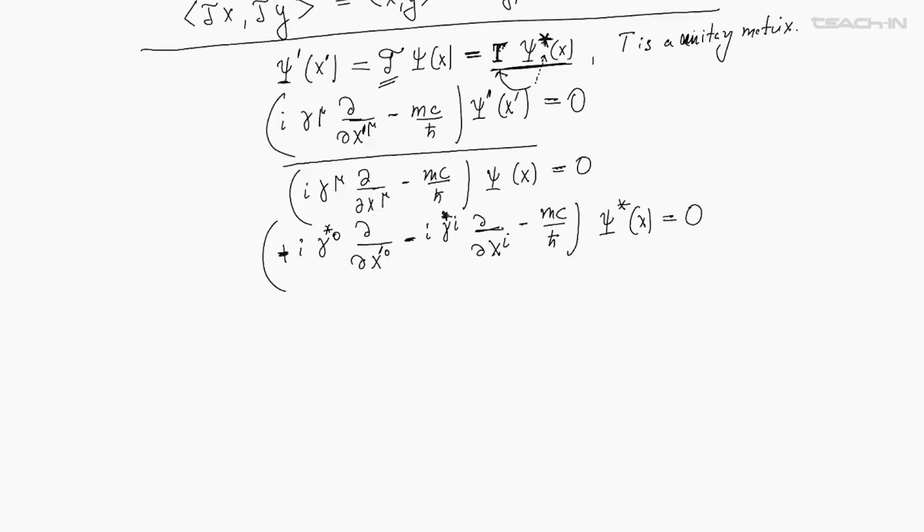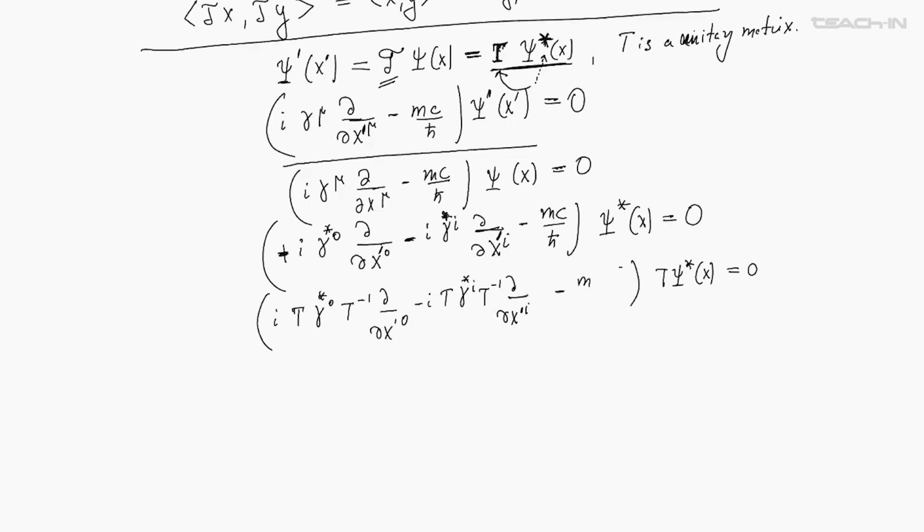And the final thing which I will do, I will multiply this equation from the left by t. And so then the equation will have the following form. If I multiply it by t, I will get i t gamma 0 star t minus 1, and t I will then put close to psi star, like this. d over dx prime 0 minus i t gamma i star t minus 1 d over dx prime i minus mc over h bar.